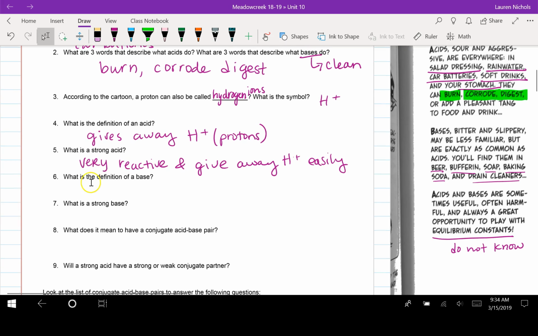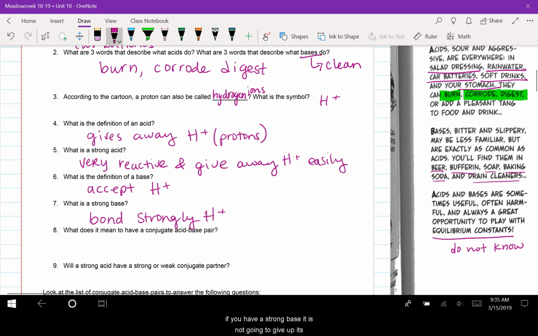Okay. And number 6, what is the definition of a base? Well, it said that the bases are the opposite. They accept the H plus. And the strong bases bond strongly to the H plus. Meaning, if you have a strong base, it is not going to give up its proton very easily. It wants to hold on to its proton strongly.